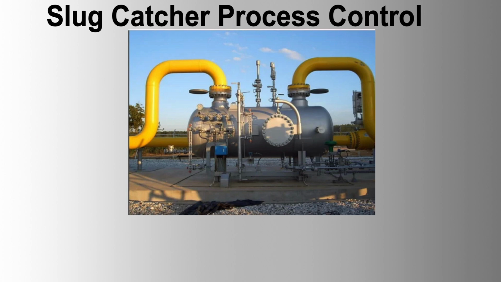Example: if a spike in liquid flow is detected, the liquid outlet valves can be opened to handle the increased volume, preventing overflow and ensuring effective separation. Feedback control loops.